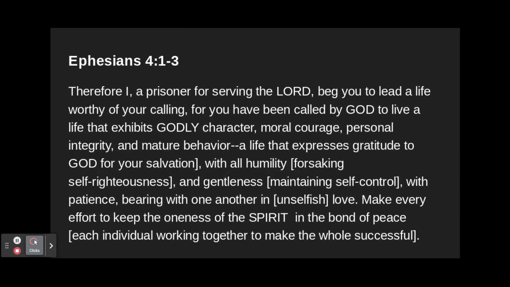Ephesians chapter 4, verses 1 through 3. Therefore, I, a prisoner to serving the Lord, beg you to lead a life worthy of your calling, for you have been called by God to live a life that exhibits godly character, moral courage, personal integrity, and mature behavior, a life that expresses gratitude to God for your salvation, with all humility, forsaking self-righteousness, and gentleness, maintaining self-control with patience, bearing with one another in unselfish love. Make every effort to keep the oneness of the Spirit in the bond of peace, each individual working together to make the whole successful.